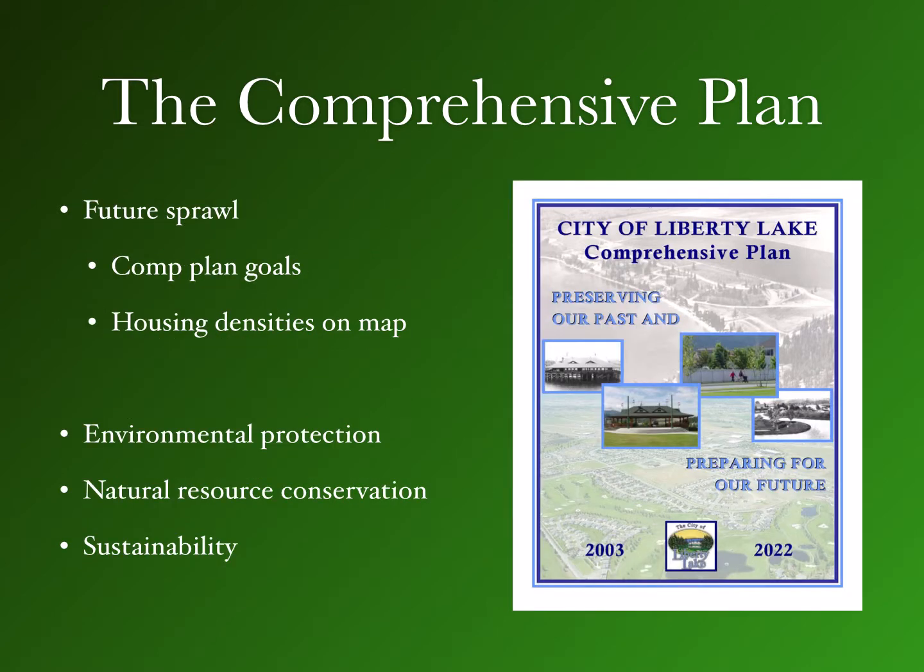Goals in the comp plan text and housing densities on the map can give you an idea of how much the city wants to sprawl. Comp plans usually have statements about environmental protection or natural resource conservation that citizens can use to try to get the city to protect its own resources. Recent plans tend to discuss goals in terms of sustainability or to have a specific section on sustainability as an overarching value.